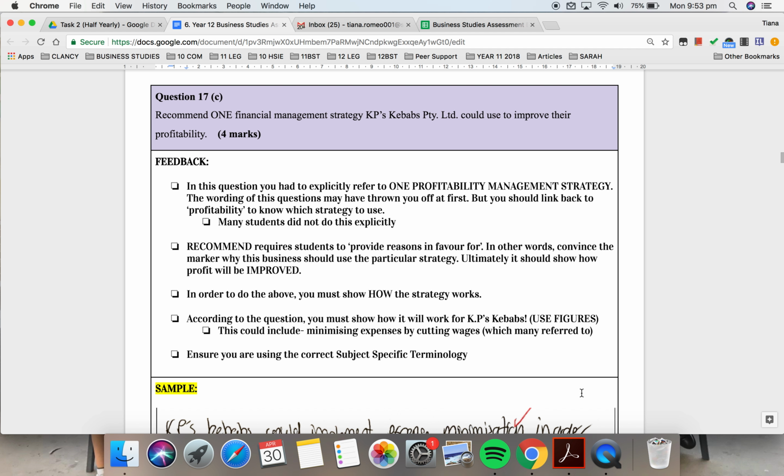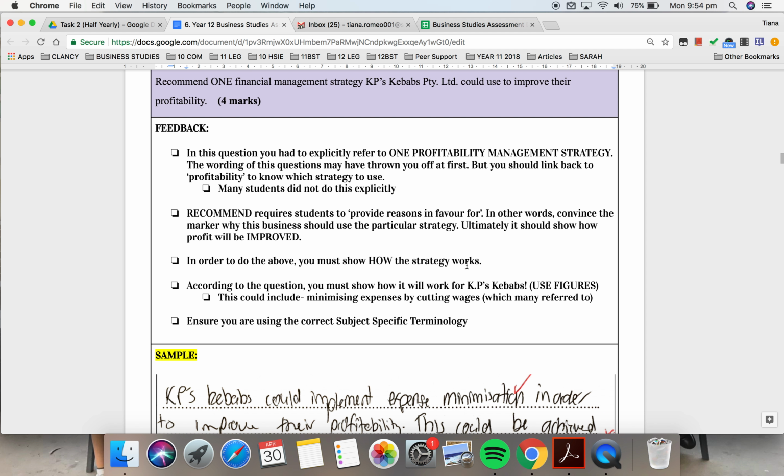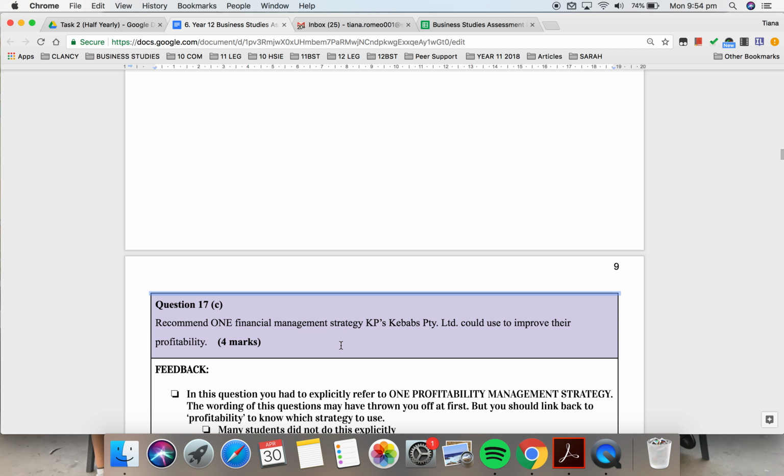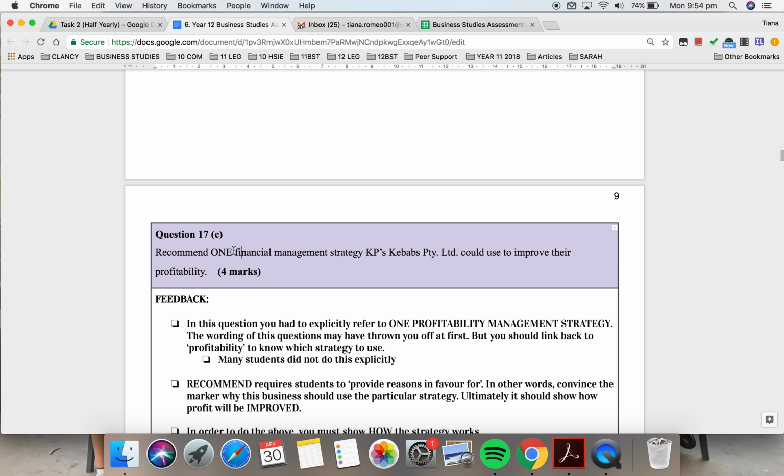Okay, question 17C. Recommend one financial management strategy KP's Kebabs Pty Ltd could use to improve their profitability. In this question, you had to explicitly refer to one profitability management strategy. It said one, so you can only refer to one. The wording of this question may have thrown you off at first, but you should link back to profitability to know which strategy to use. It just said financial management strategy, so that part might have thrown you off, but it's asking you to improve profits.